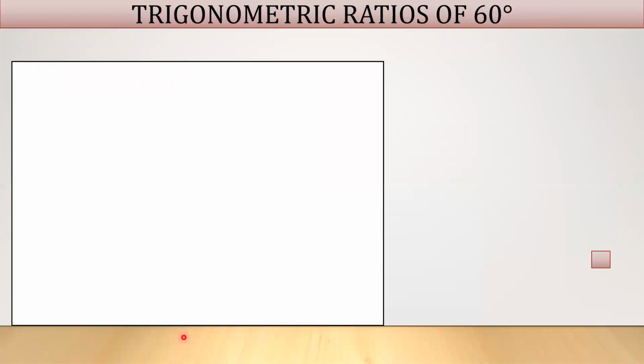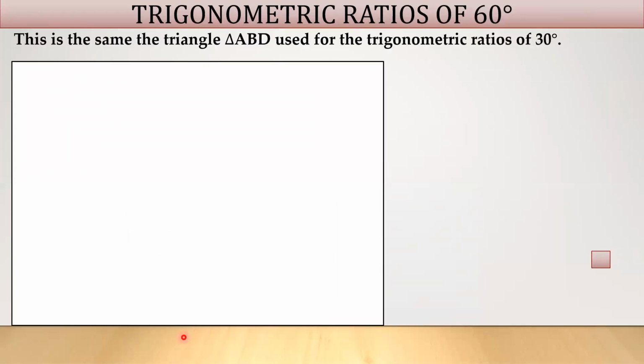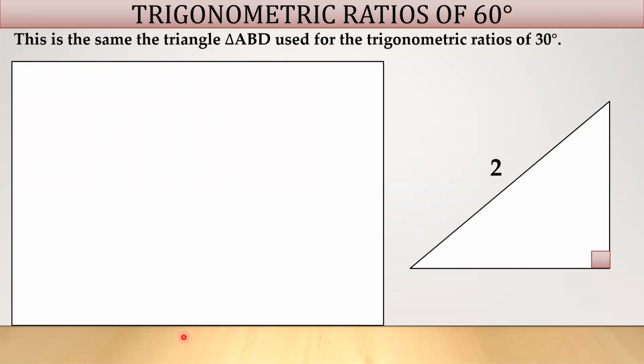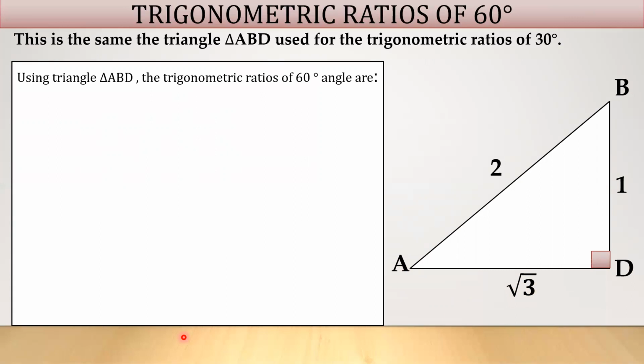Now let's move on to the trigonometric ratios of 60 degrees. So this is the same triangle ABD used for the trigonometric ratios of 30 degrees. Ayan, use triangle ABD. The trigonometric ratios of 60 degree angles are. So, ito na yung given natin, kompleto na. Ngayon, hanapin na lang natin yung 6 trigonometric ratios of 60 degree angle. Gamitin natin si Sohcahtoa and Chow-Siakau, again, para makuha yung 6 trigonometric ratios.